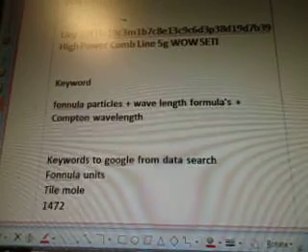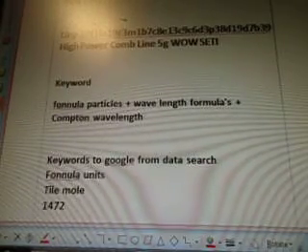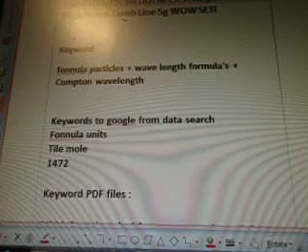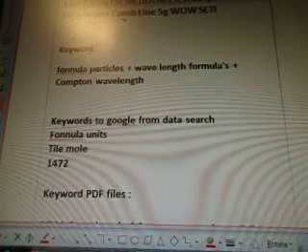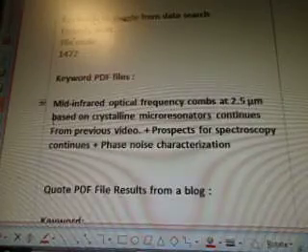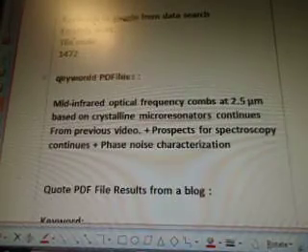So the keyword is Fonnula particles and wavelength formulas and Compton wavelength, and then it went to Fonnula units, tile mole, and 1472, which is what I googled and got all the PDF files. So this is a quote from a blog.